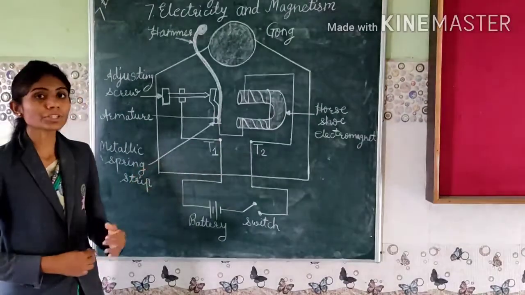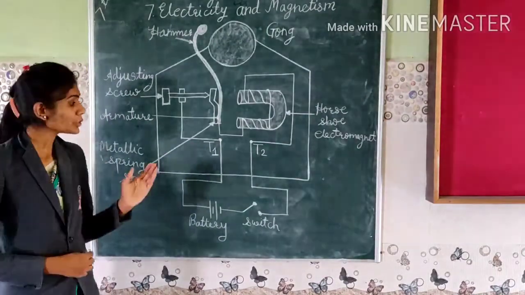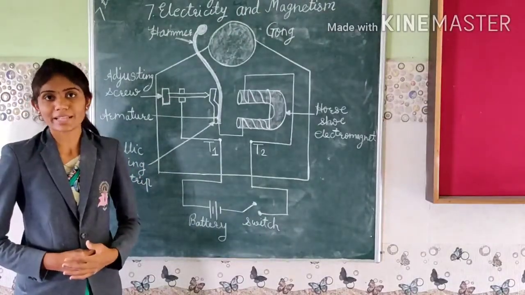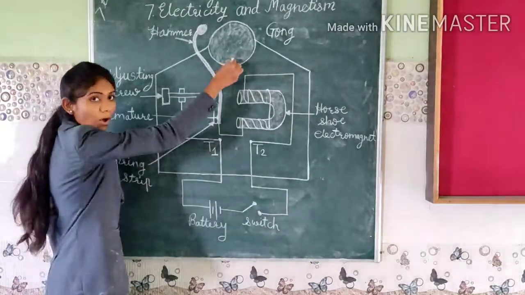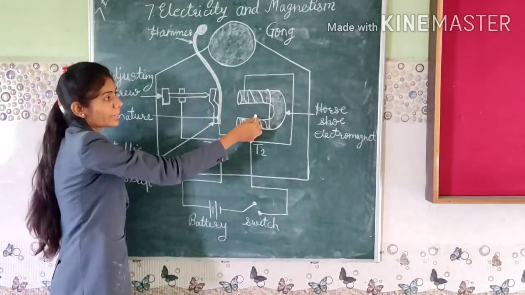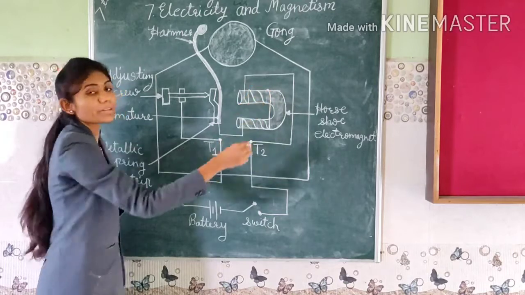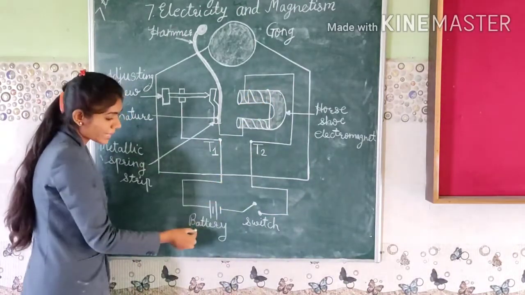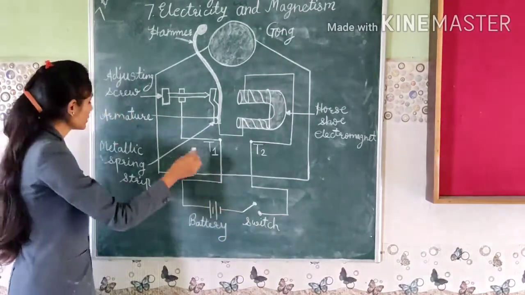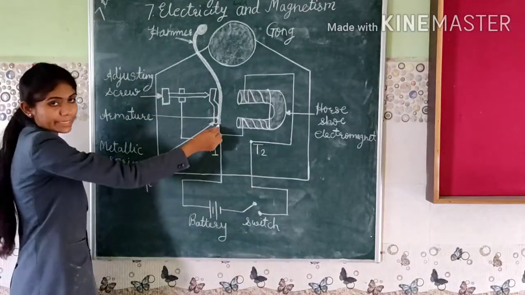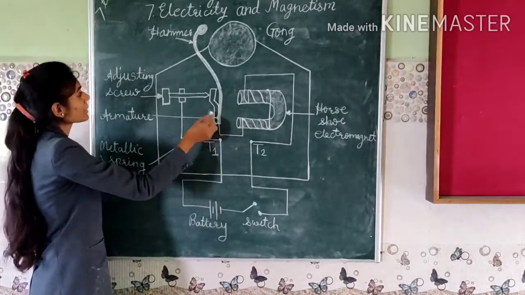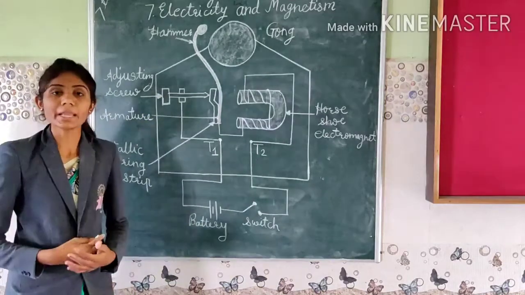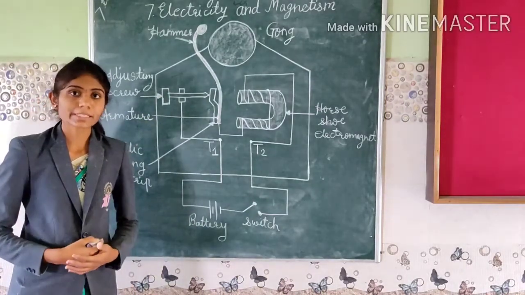The construction of an electric bell is as shown in this figure, and the main parts of an electric bell are hammer, gong, horseshoe electromagnet which has a number of wire turns on it, T1 and T2 terminals, battery, switch, metallic spring strip, armature, and this is the adjusting screw. These all are the main parts of an electric bell.